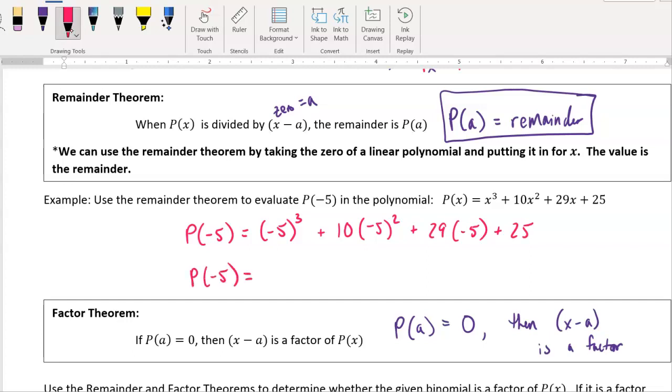So when you plug that in your calculator, again, you plug it in exactly as you see it, you get an answer of 5. So that means the remainder would be 5 here.